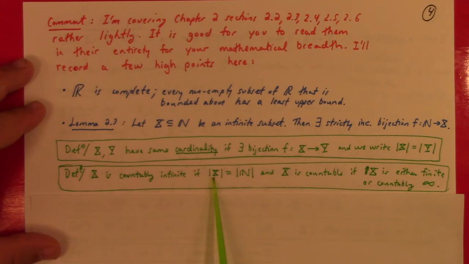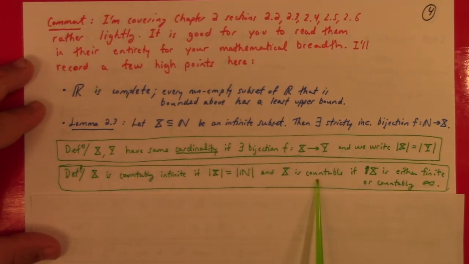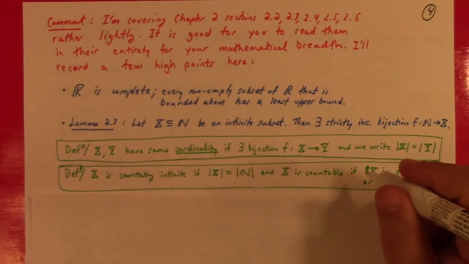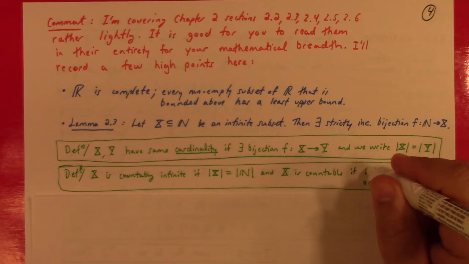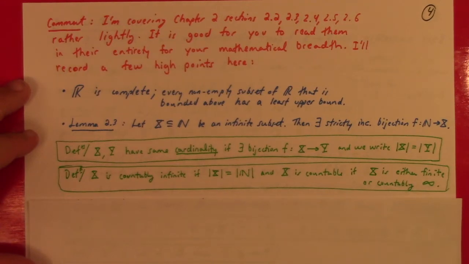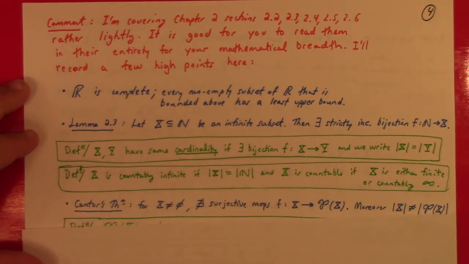X is countably infinite if the size of x is the size of the natural numbers, and it's countable if x is either finite or countably infinite. Not everybody agrees on this terminology, so beware, but this is pretty common. I think that's the terminology I was taught when I took Foundations of Math a few years ago.